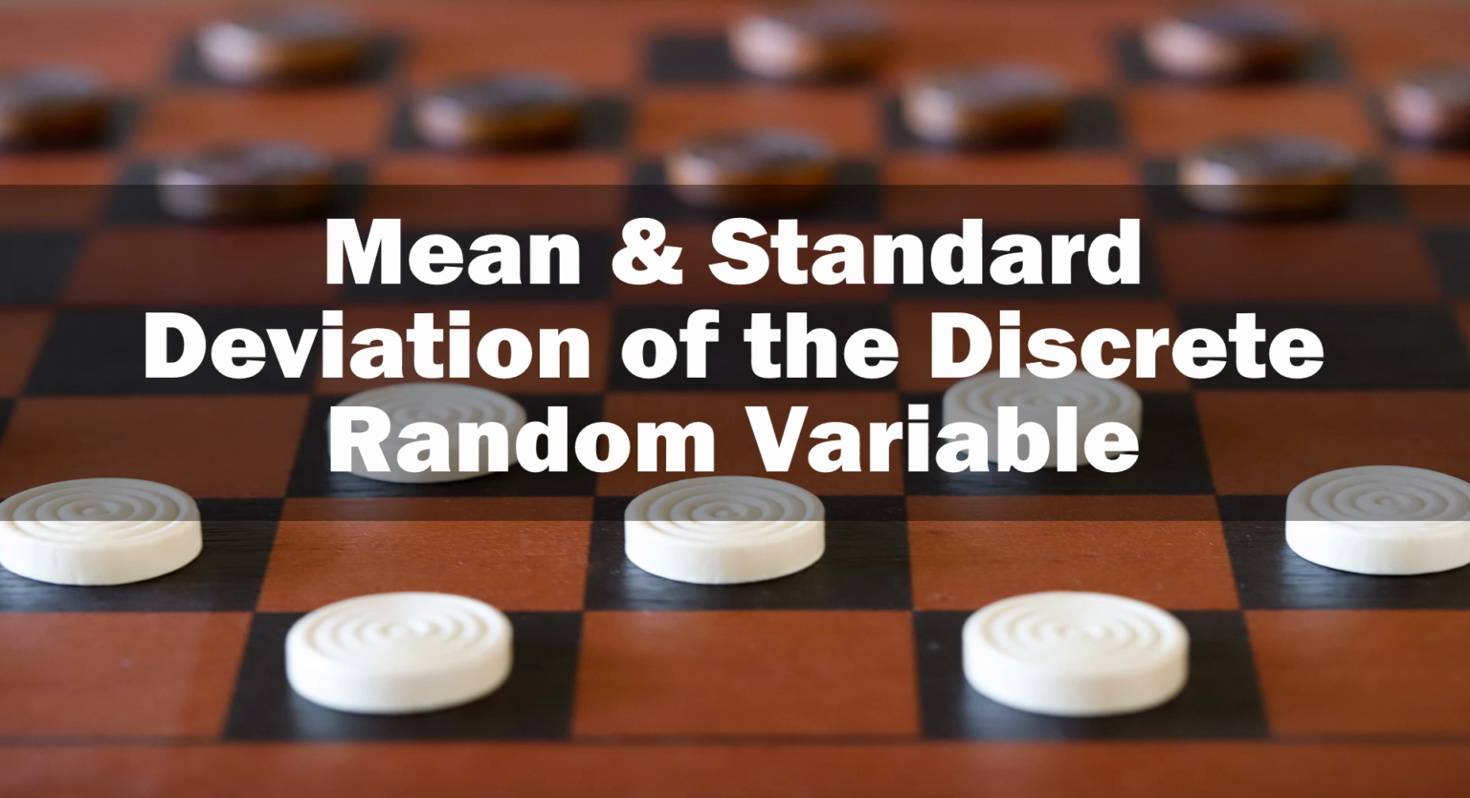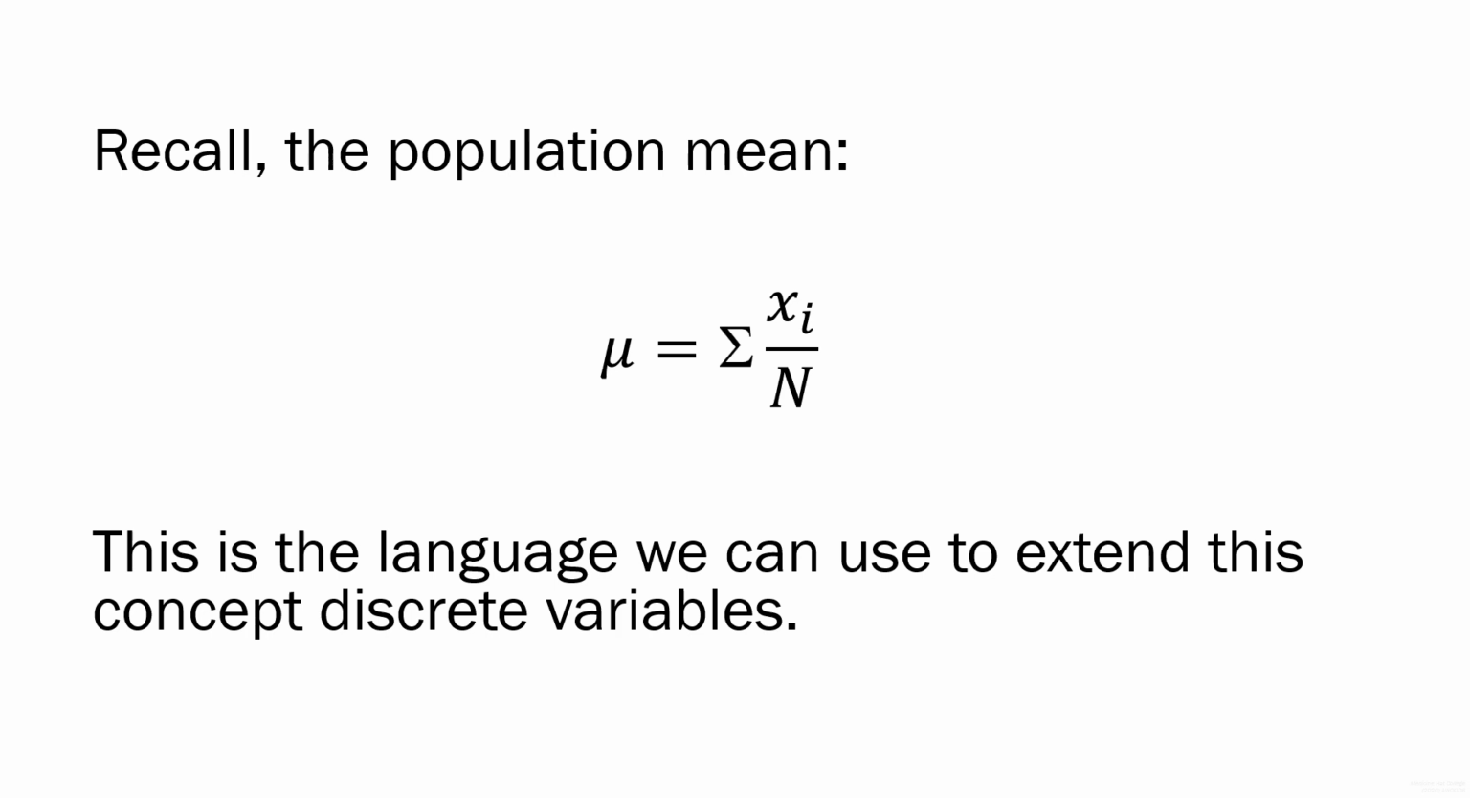In this final section, we're going to talk about the mean and the standard deviation of the discrete random variable. And what I hope you take away from it and what you see is that the mean and the standard deviation of the discrete random variable are analogous to the population mean and the population standard deviation. Just a reminder, the population mean mu is equal to the sum of x over capital N, and this is the language we can use to extend to the concept of discrete variables.